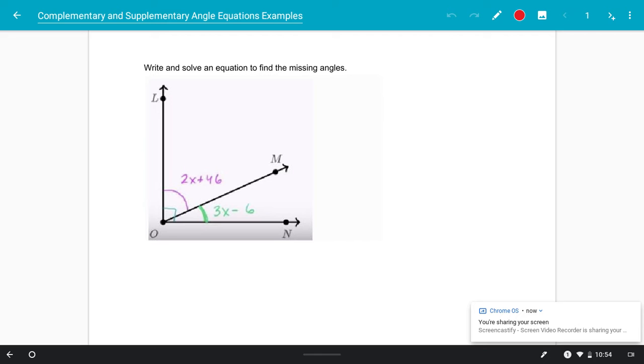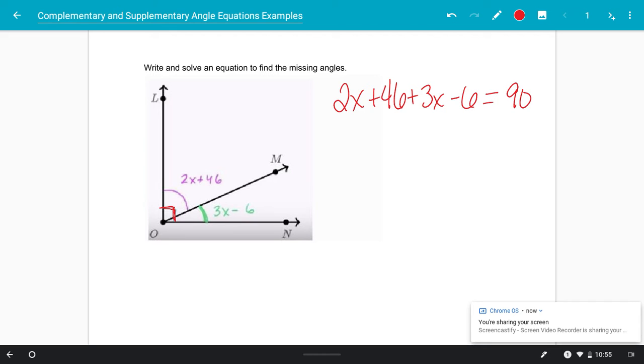So we have an angle of 2x plus 46 and an angle of 3x minus 6. Those are expressions, not angle measures. In order to write and solve our equation, I need to first decide, is this going to be a complementary or supplementary angle? The fact that we see this little box here tells us this is a right angle, meaning it is complementary, and they add up to 90 degrees. So I'm going to say 2x plus 46 plus 3x minus 6 will equal 90 degrees.